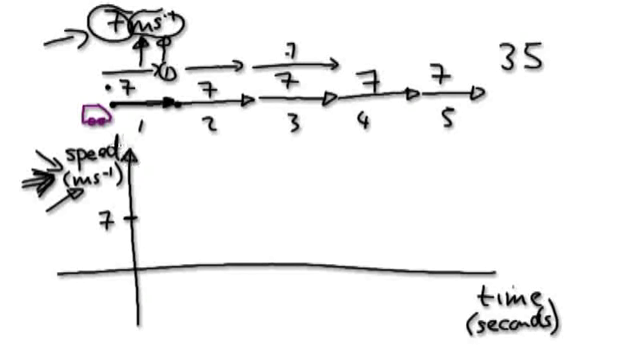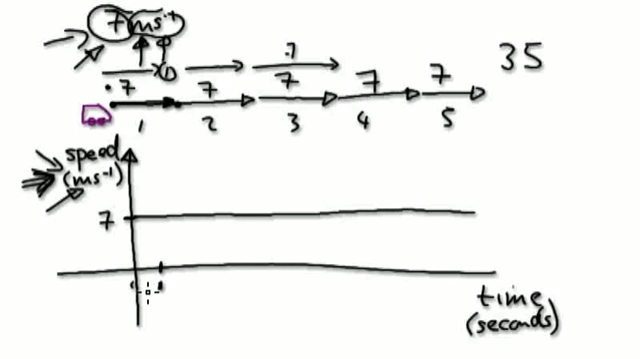Now, if we were to draw a graph of your dad's car going at 7 meters per second, it would look like this. Because if you think about it, after 1 second, he's traveling at 7 meters per second. So that's here. And after two seconds, he's still traveling at 7 meters per second. After 3 seconds, he's still traveling at 7 meters per second. After 4 seconds, he's traveling at 7 meters per second. After 5 seconds, he's still traveling at 7 meters per second.